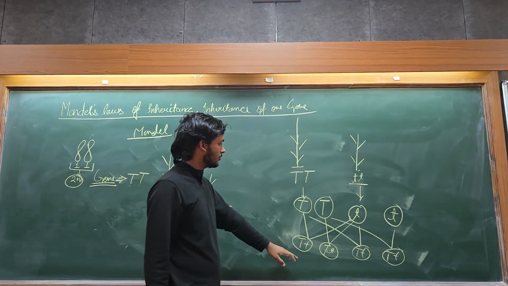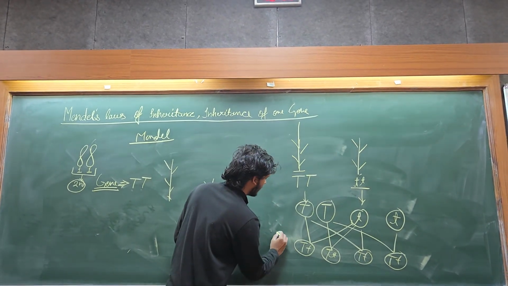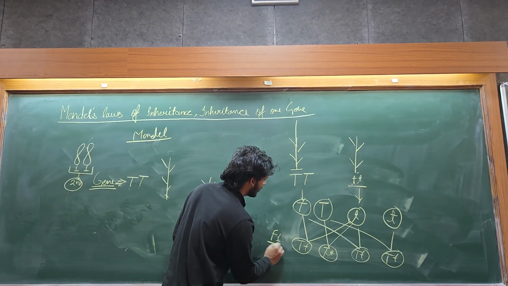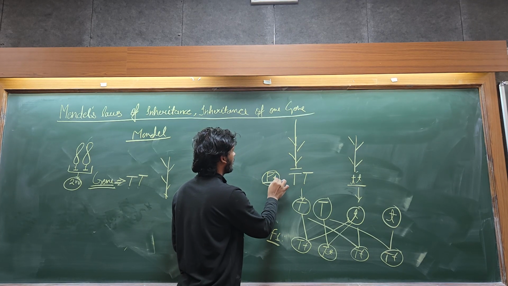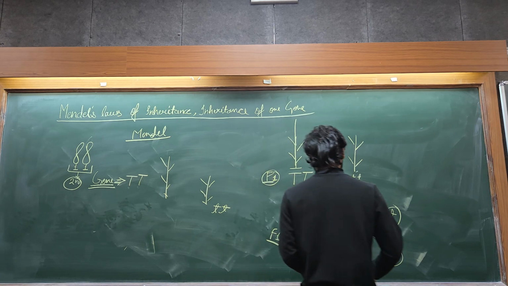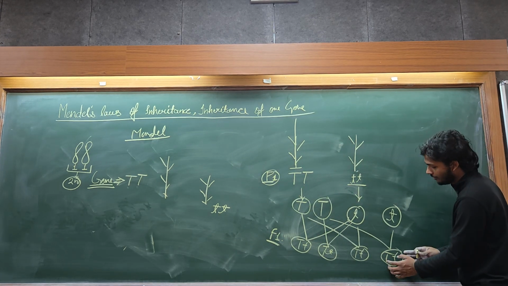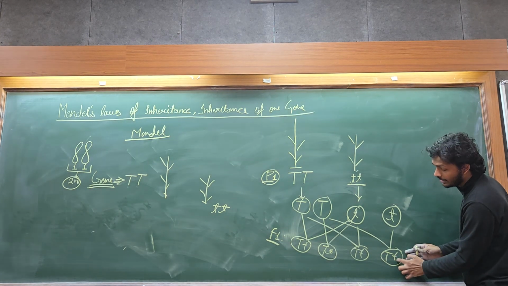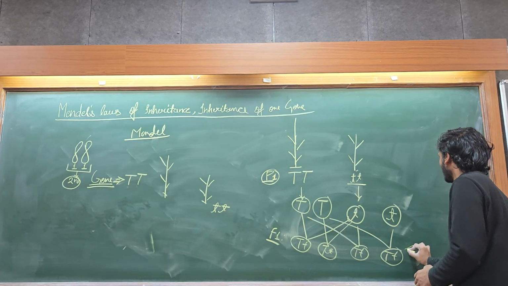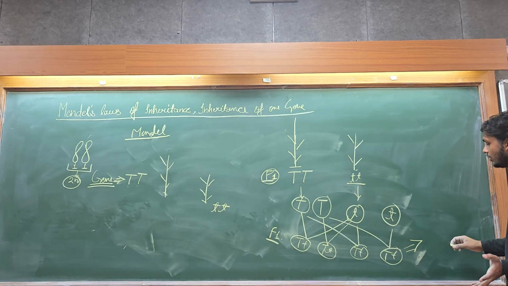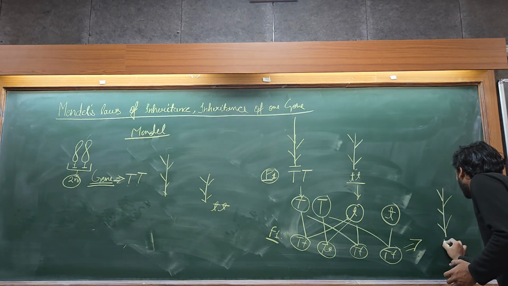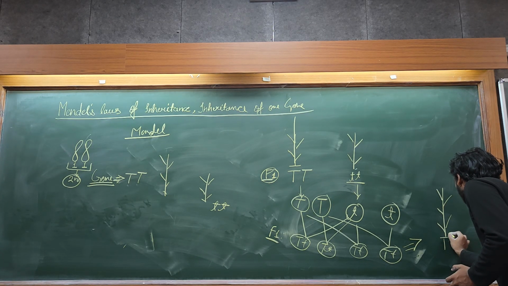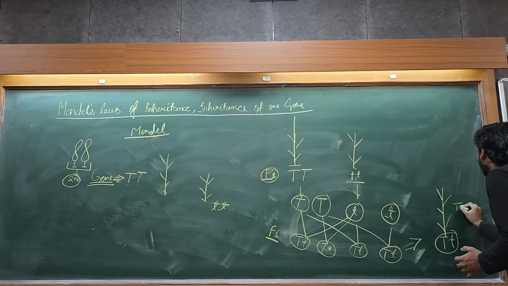Now this is F1, the first generation. This is the parental generation, P1. These individuals have the genotype capital T and small t. The resulting plants in the F1, he found, were all tall.